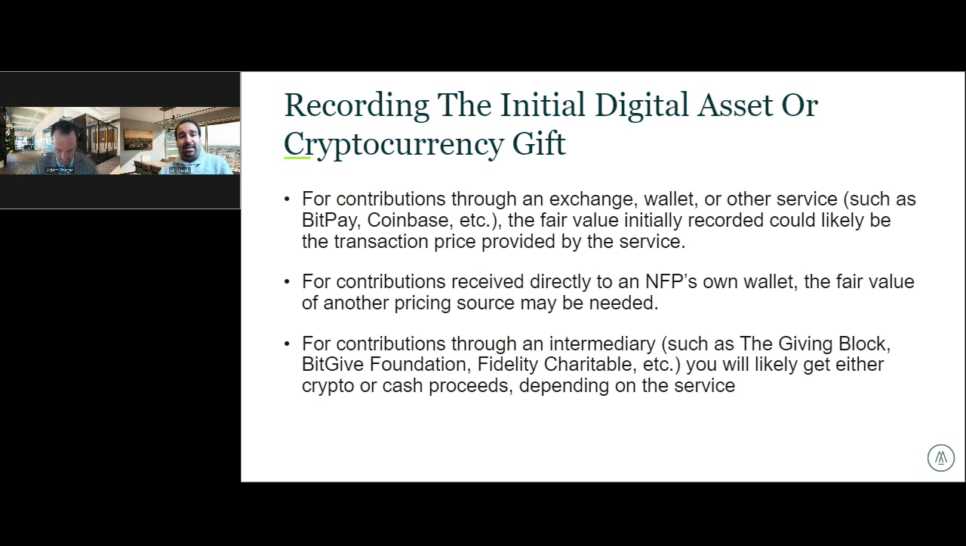And once again, if you're using third-party vendors like the Giving Block, Bitcoin, or BitGive, Fidelity Charitable, they would help you establish fair value. If you have your own wallet and the assets are coming directly into your own wallet, you would have to create a policy on determining fair value. But there are multiple exchanges. You can determine what the fair value at the date of gift is. So that's day one accounting.